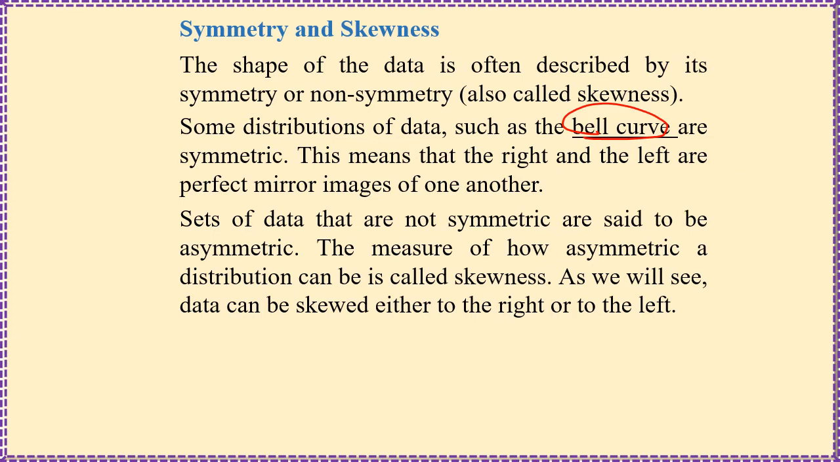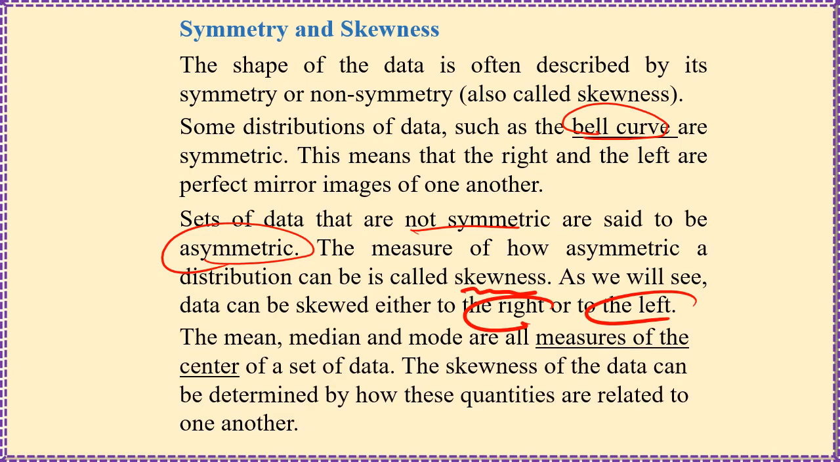Sets of data that are not symmetric are said to be asymmetric. The measure of how asymmetric a distribution is, is called skewness. As we will see, data can be skewed either to the right or to the left. If it's skewed to the right, the tail will be on the right because the data is mostly on the left side. The mean, median, and mode are all measures of the center of a set of data. So the skewness of data can be determined by how these quantities are related to one another.